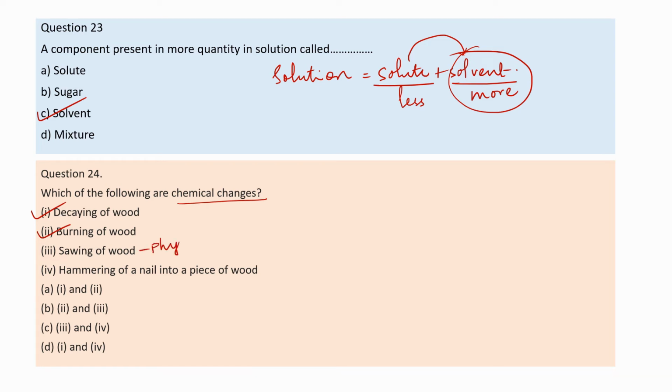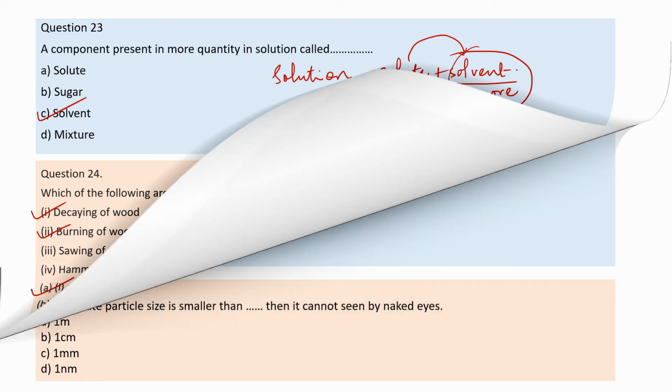Hammering a nail into a piece of wood is also a physical change. It is not a chemical change. So for the first and second, option A is the correct one.